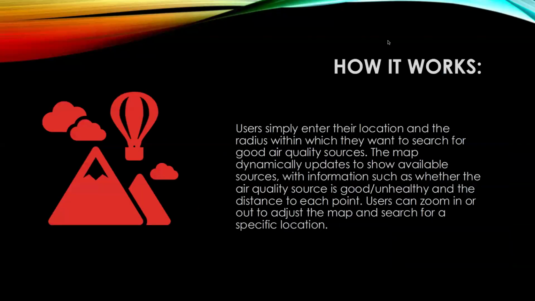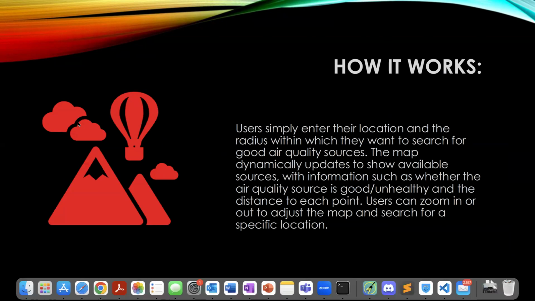How it works. Users simply enter their location and the radius for which they want to search for good air quality sources. The map dynamically updates to show sources with information on whether the air quality is good or unhealthy in the distance for each point. Users can zoom in and out, adjust the map, and search for a specific location.